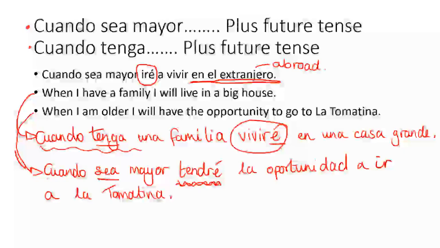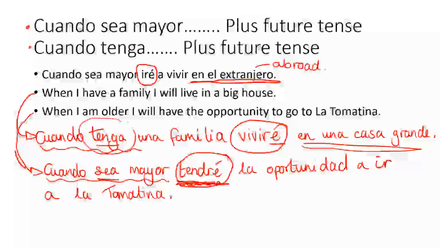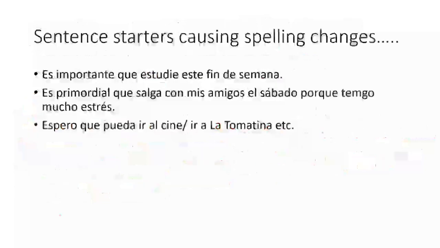tense, cuando sea mayor plus future tense. Okay, it doesn't matter whether you're going to live in a big house or when you're older, you're going to play, future jugaré. Just make sure you get your future tense correct there. And it's the tenga and the sea that are the sort of Champions League contents there. Okay, well done. Right, sentence starters which cause spelling changes.